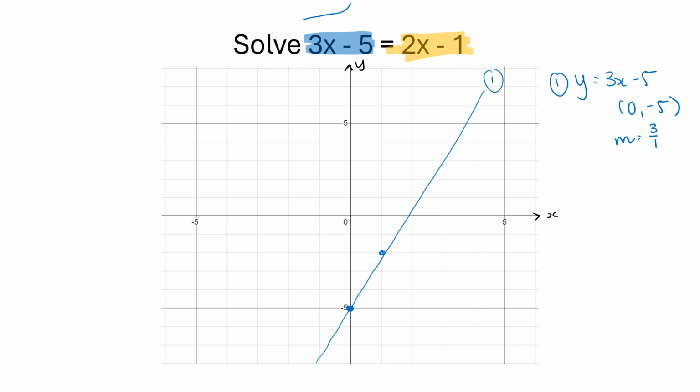I'm now going to draw out my second graph, which is y equals 2x minus 1. So I know that my y-intercept will happen at (0, -1). So I'm going to label that one there. And that my m is 2. So for every one across I go, I'm going to go 2 up. If I connect those 2 dots up, I should hopefully cross our line.